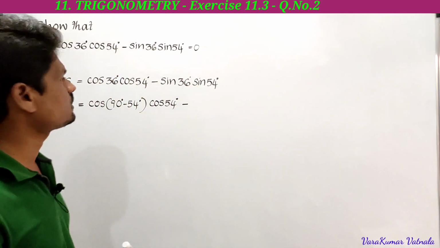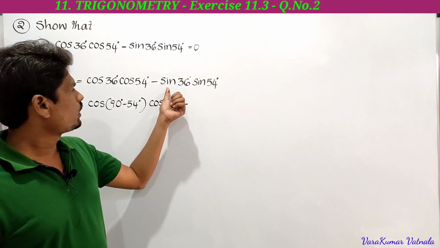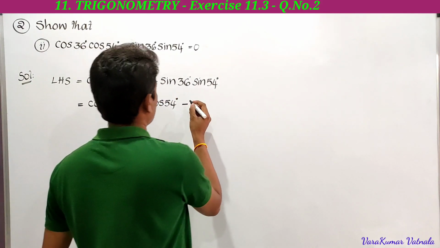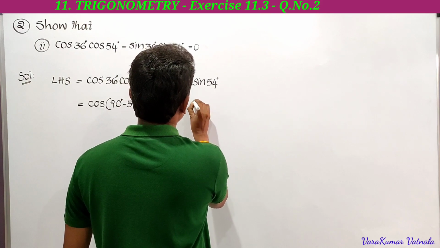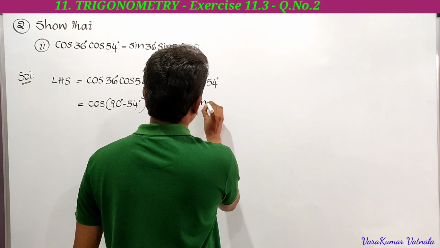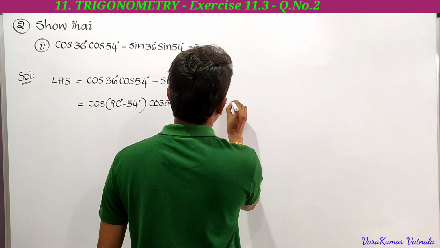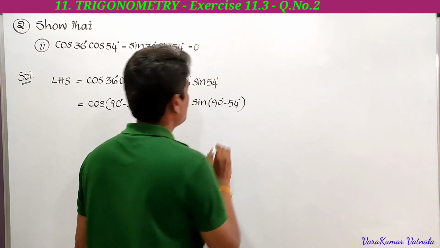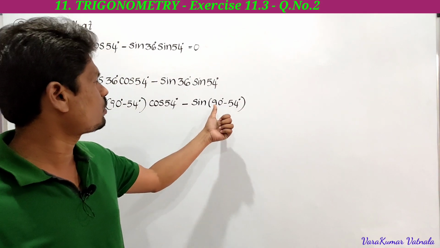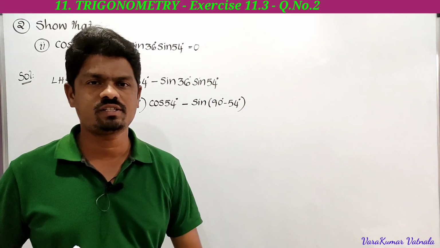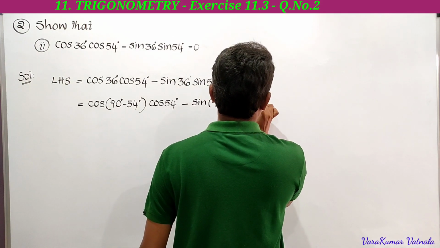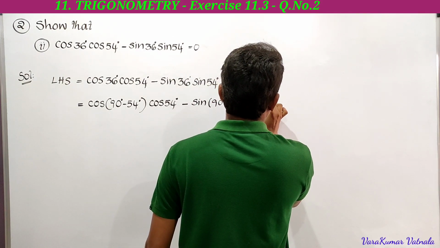Minus here also. Sin 36, just write as usual. So next, write sin 36 as 90 minus 54 here also. So sin 36 can be written as 90 minus 54. 36 degrees can be written as 90 minus 54. Again, if you subtract 54 from 90, you can get 36. So write sin 54 as usual, sin 54.